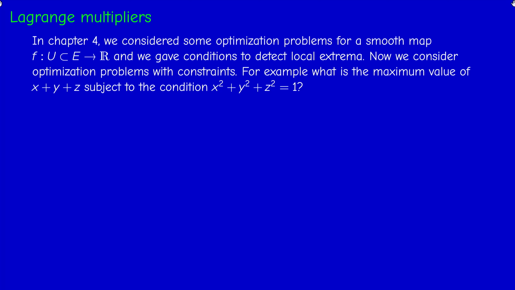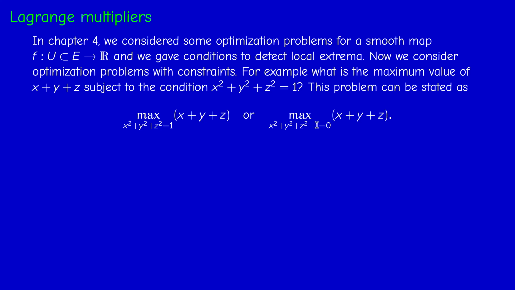We want to maximize or minimize a smooth function subject to a condition. So for example, we want to maximize or minimize the map of three variables x plus y plus z when x, y, z vary on the unit sphere. Okay, the unit sphere is not open, so it's not the same. In chapter 4, we studied some optimization problems on an open set, but here we want to optimize the function not on an open set, but usually on a compact surface.